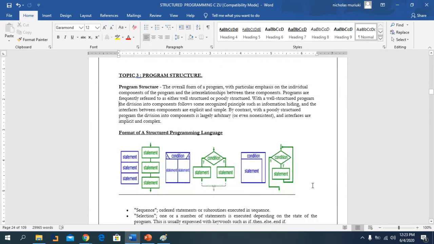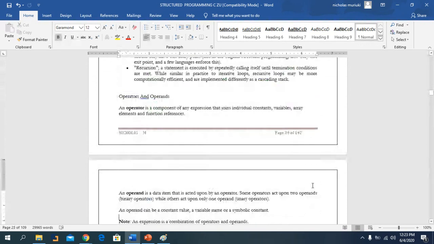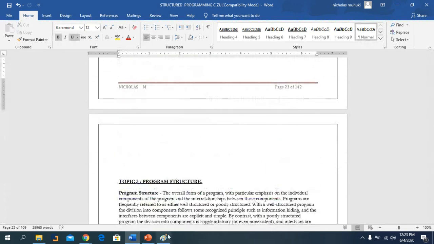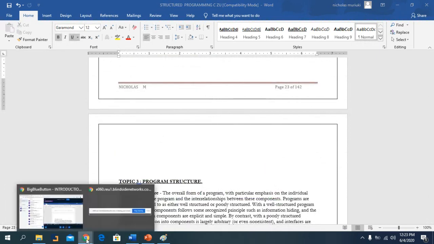Then after that, maybe we go to the next topic, topic number 3, which is called program structure. In program structure, you'll be able to understand many things. This is where programming comes in, and that's where we'll be able to start programming.